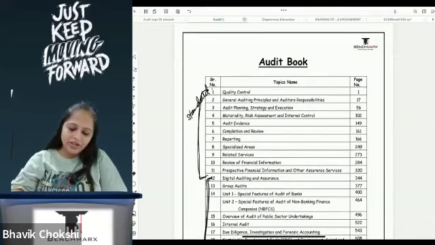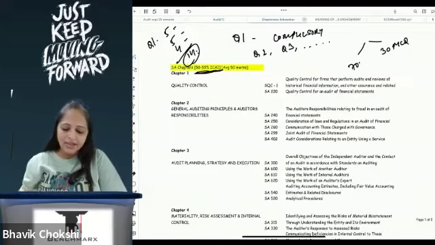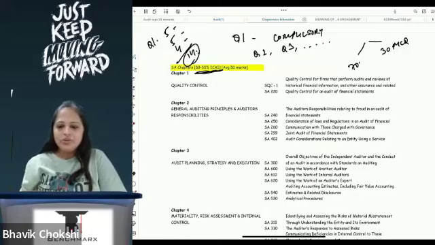Chapter wise bifurcation, and this is something that I will be sending along with the book, so you don't have to write it.